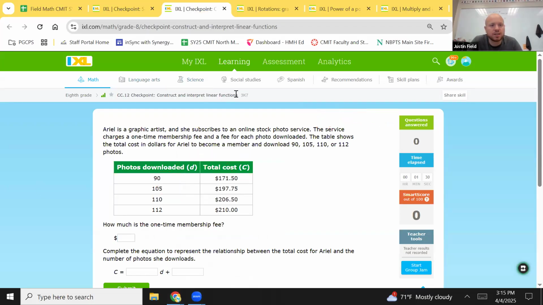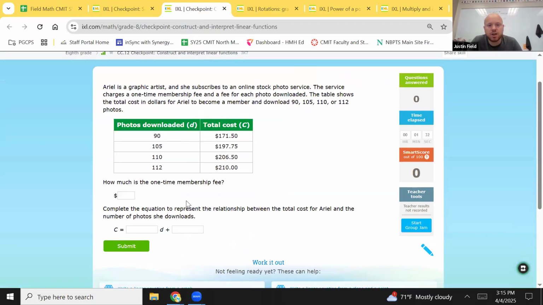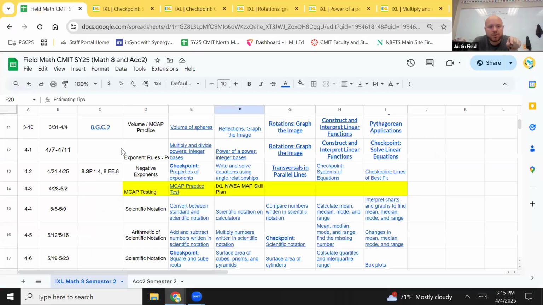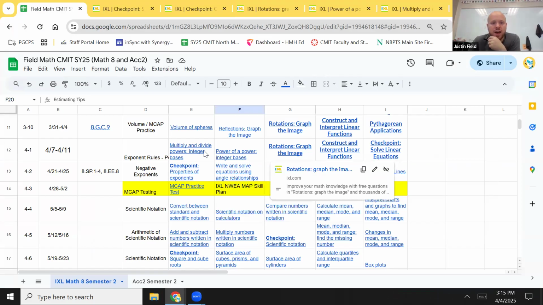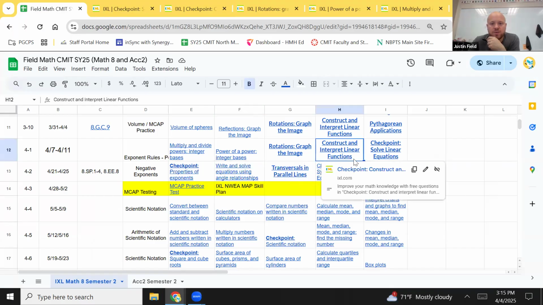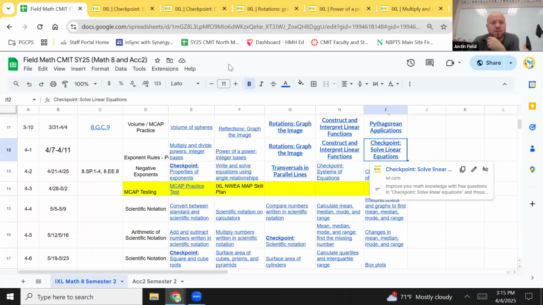Now this is construct and interpret linear functions, which we did this week. And so I just want you to do it again next, with this group of assignments because our MCAP, so here we are, and then we'll have one more week, and then MCAP. So you got to make sure that you have your linear functions ready to go, and then solve linear equations.